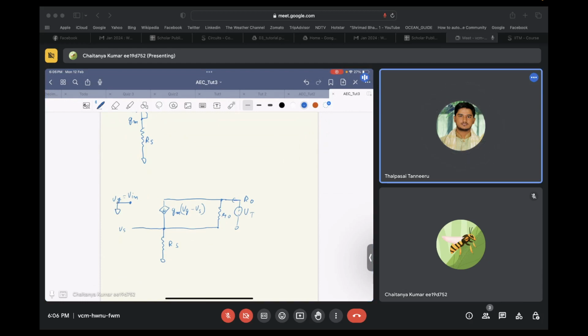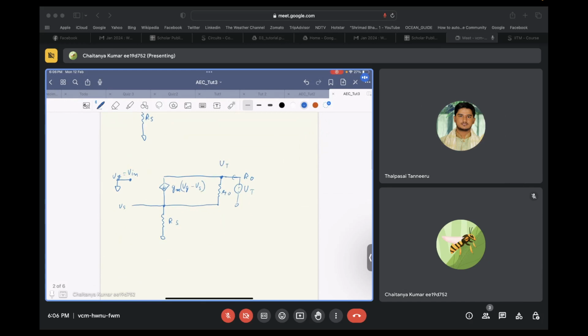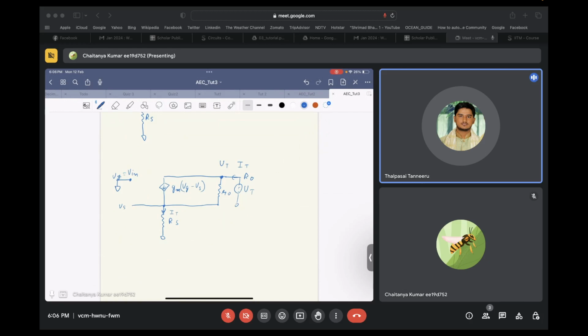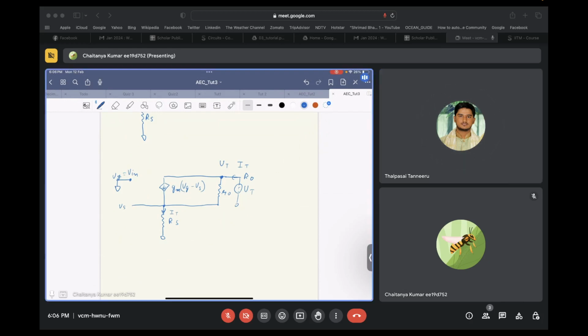So this is the circuit. Let's call the voltage over here VT. What will be the current? Let's say this is I test. Now this I test will be the same current that flows through the source resistance Rs, because the current will divide and here it will add, so it will be I test only. Correct.